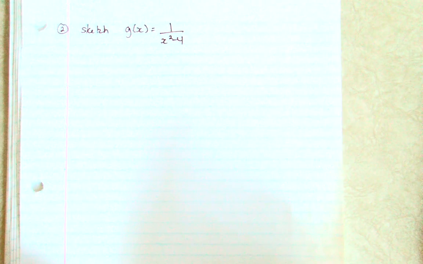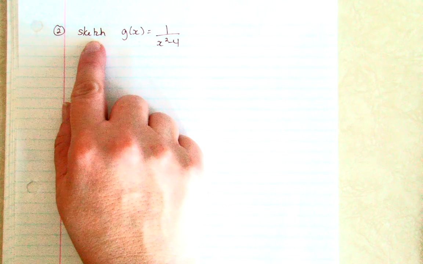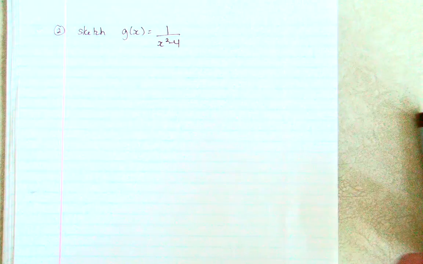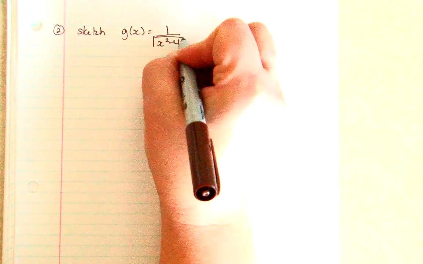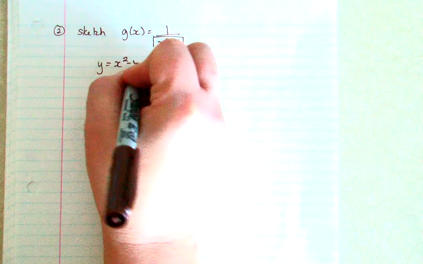One more example, looking at a quadratic. And this one doesn't talk about the reciprocal, but it asks us to sketch something that looks like a reciprocal: 1 over x squared minus 4. I don't know how to graph 1 over something directly, so I'm going to pretend that I just have the bottom. So I'm going to look at y equals x squared minus 4.